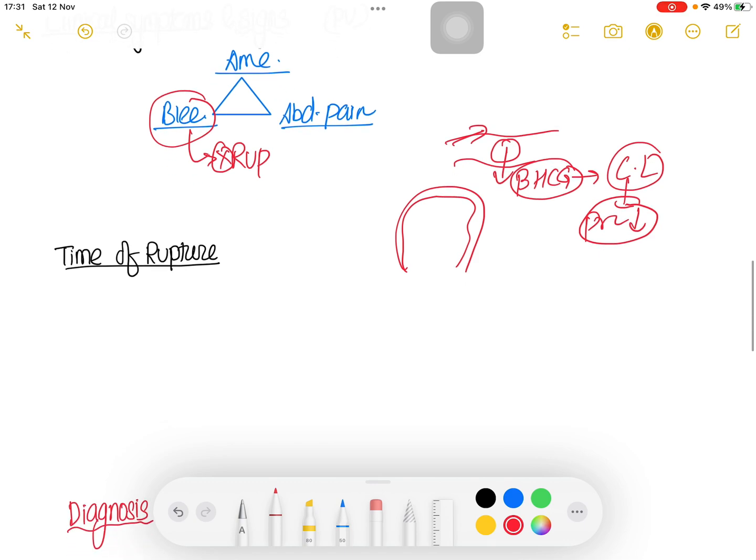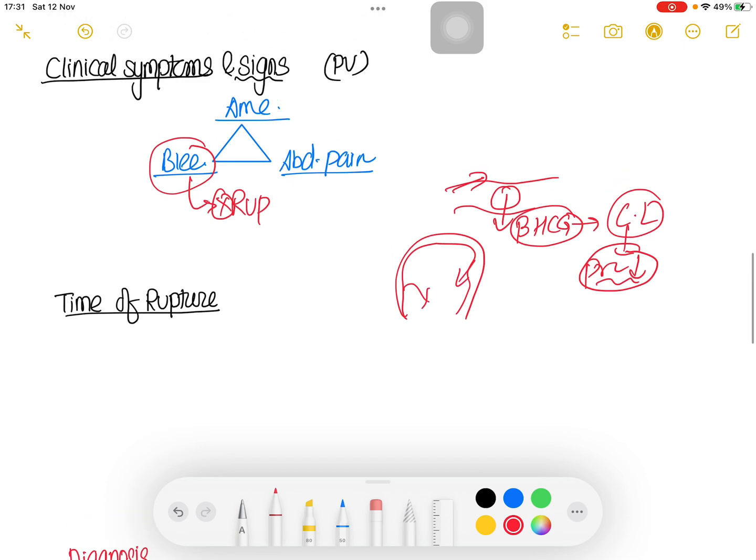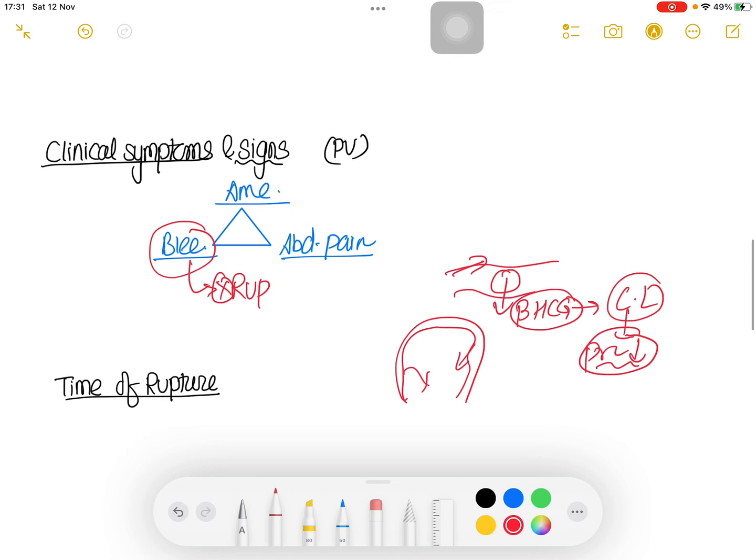And when there is less progesterone, or decreased progesterone, the shedding of the decidua causes the bleeding. So bleeding is mainly due to this condition, not because of the rupture. Amenorrhea and abdominal pain are also seen in these.